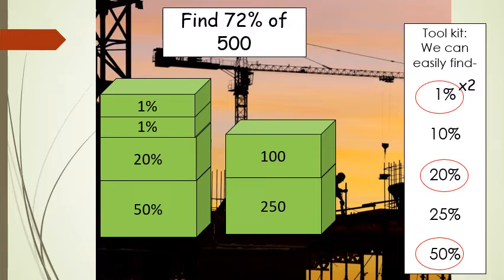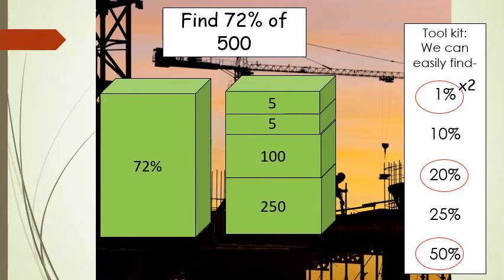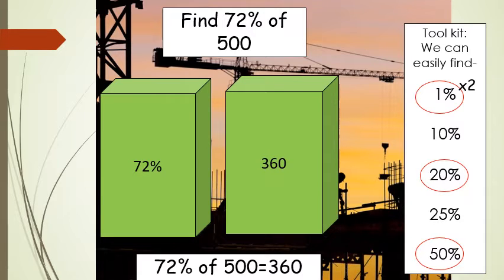And to do that, again, it's 500 divided by 10 times it by 2. To find 1%, we know that we need to divide 500 by 100, which is 5. And to get 2%, we just add another 5. Then all we need to do is add the answers together. So 72% of 500 is 360.